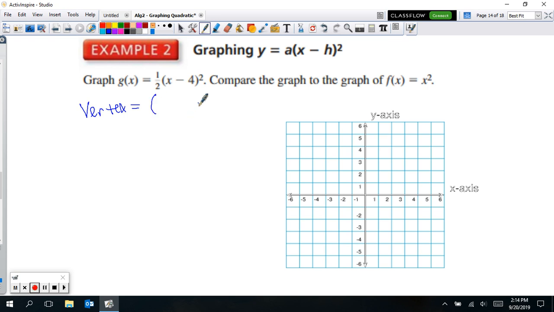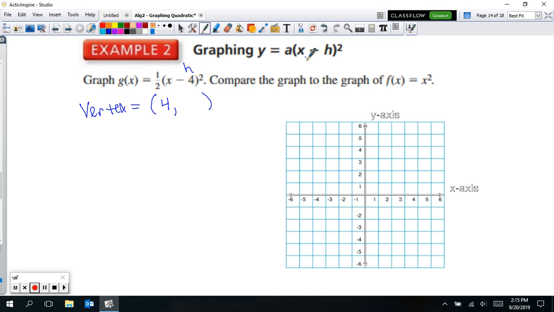Vertex here, there is an H number. H is right there. That's your H. So is the H -4 or +4? This is where it gets a little confusing. It's going to be +4. Remember, your H number is always the opposite of what it appears to be. It appears like it's -4 in here, but when you pull it out to put it in the vertex, it really is just going to be 4.